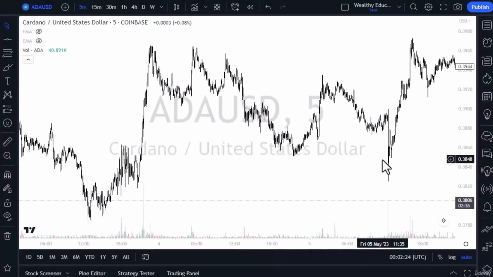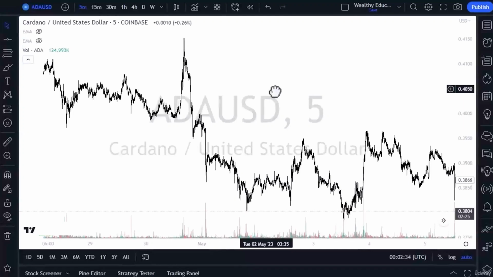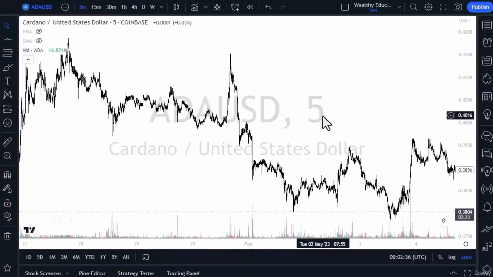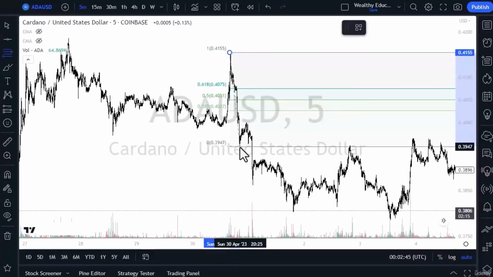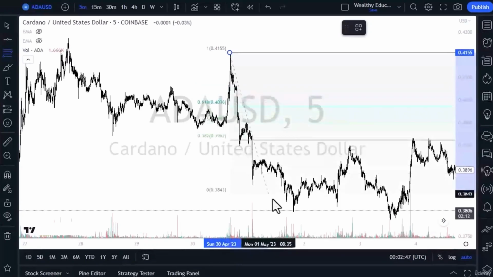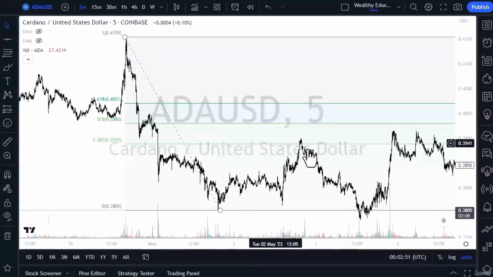Same time frame. This is a 5-minute chart. Now, when you look at this chart, you can see just how choppy it is. Keep in mind, some coins are going to be a little thinner than others. So, for example, Cardano does not have some of the volume that a Bitcoin or Ethereum would have. But having said that, you could take the swing high to the swing low. And notice at 38.2, we fell again.